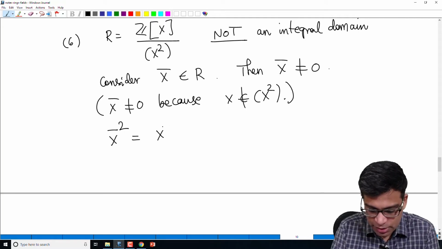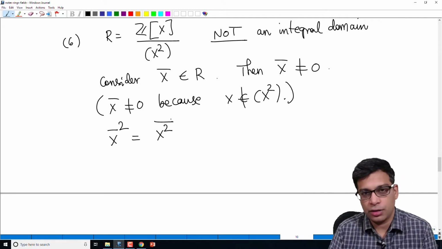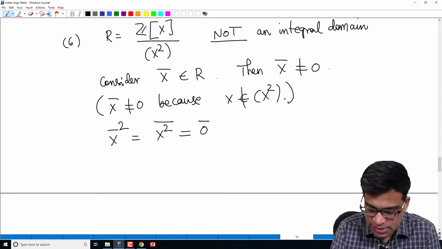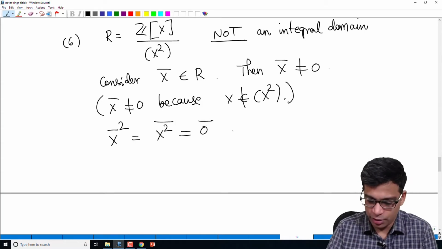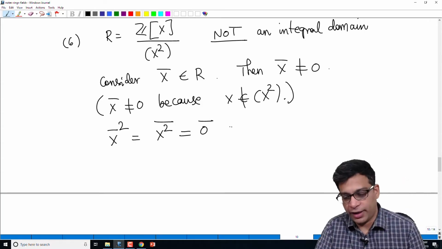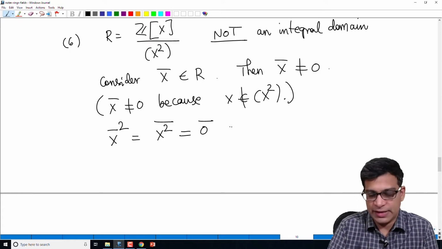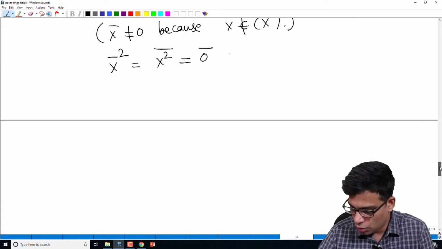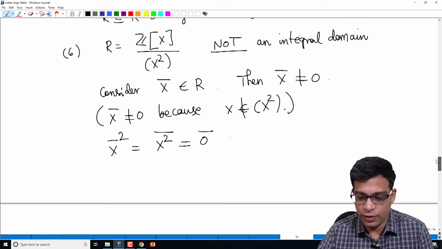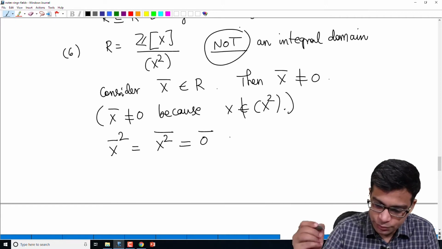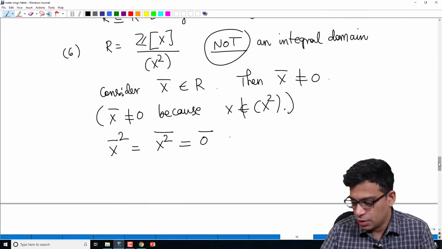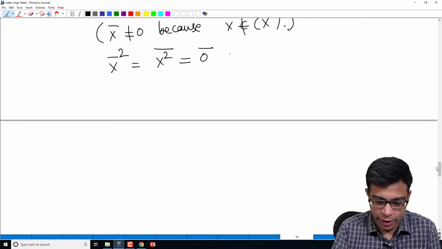But what about x bar squared? X bar squared is x squared barred. But x squared bar is 0 because x squared is in the ideal (x squared). So you have a non-zero element x bar whose product with itself is 0 bar. So our Z[x] mod (x squared) is not an integral domain. In other words, the 0 ideal of this is not a prime ideal.